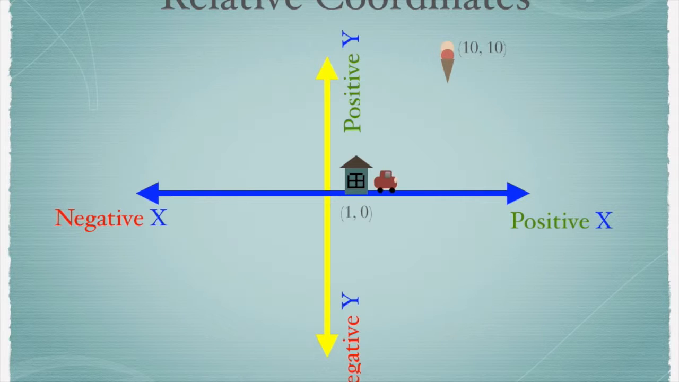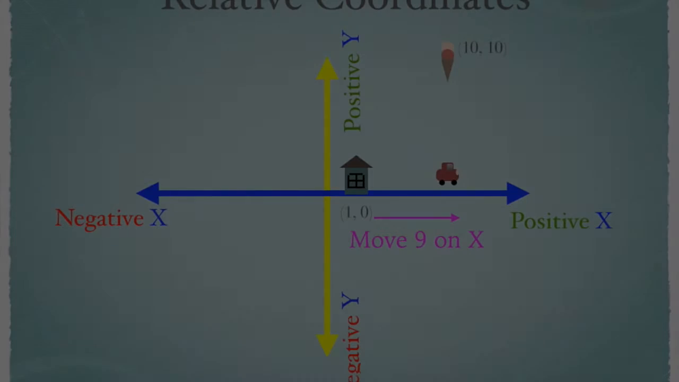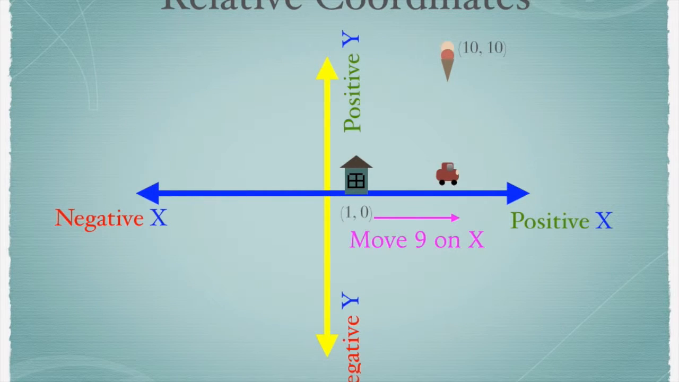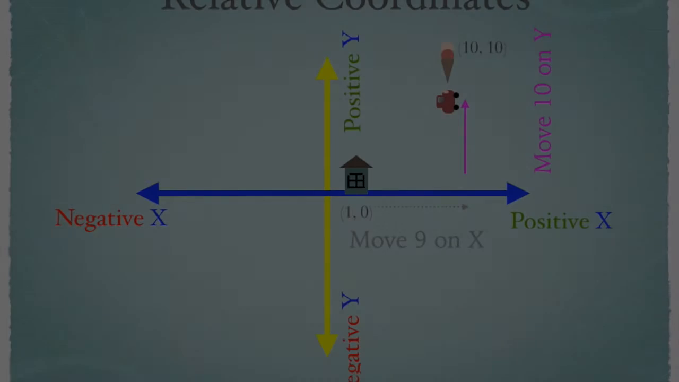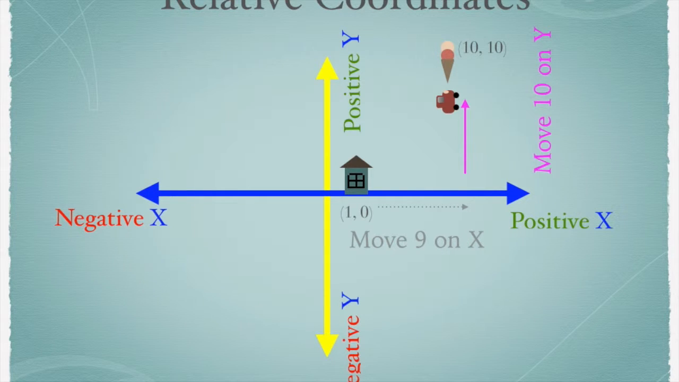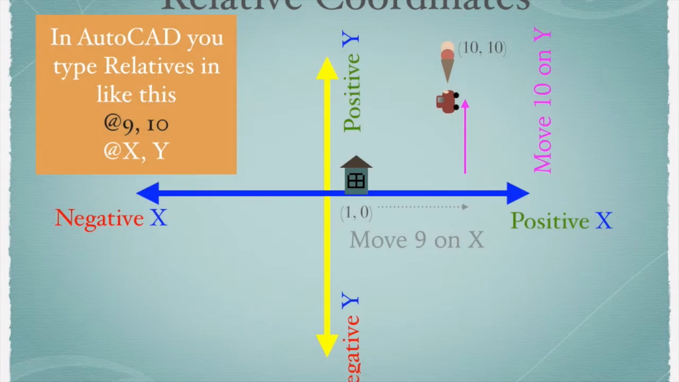So here's what that looks like. You tell the program to move 9 on the x, and so you'll drive this way, okay, positive x direction, and then you tell it to move 10 on the y. So then you're at the ice cream place. And the way that you would actually type this in AutoCAD looks like this. So in AutoCAD, you type relatives in this way. Use the @ sign, which is up over the 2 on your keyboard, Shift 2, just like an email, @9,10. You always start with the x coordinate change first. So in this case, we moved 9 on the x first, and then 10 on the y.